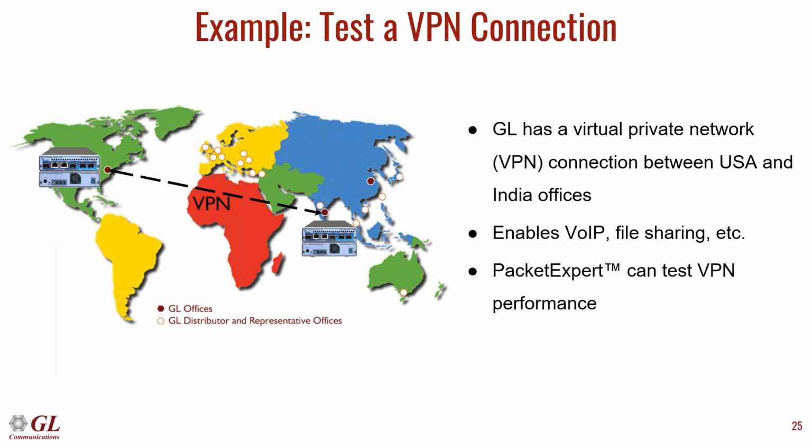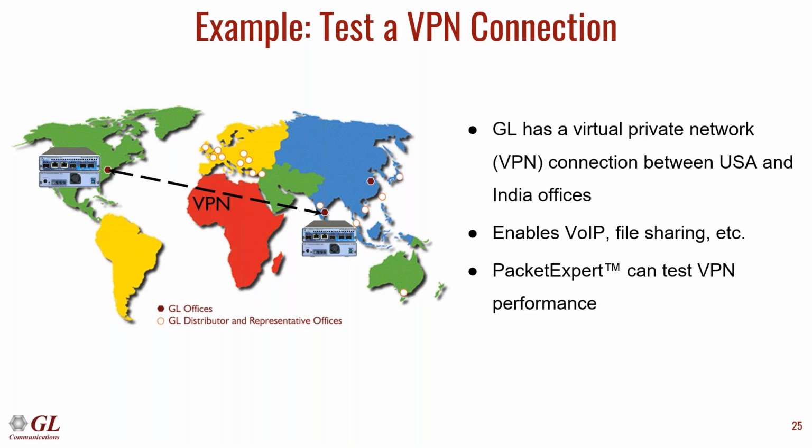Here at GL Communications, we have a VPN connection between our Maryland, USA office and our Bangalore, India office. This VPN is basically essential to us. We can easily pick up the phone, dial an extension, and call each other. We can share files and so on. We're in constant communication with our India office. So if our VPN goes down, that makes life pretty inconvenient for us.